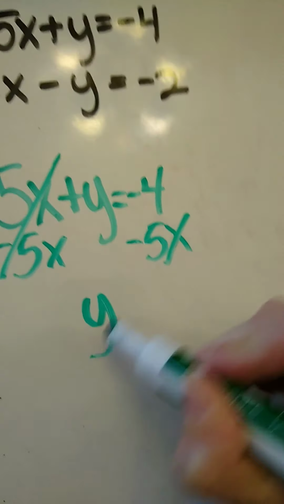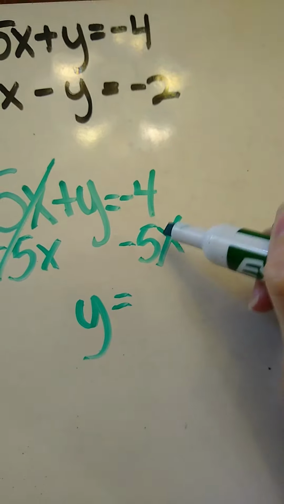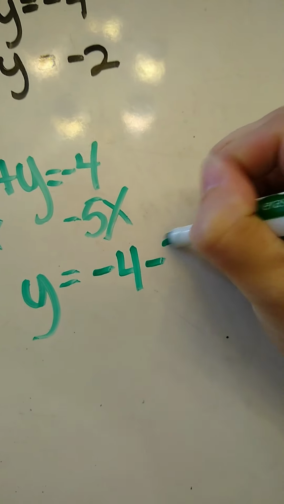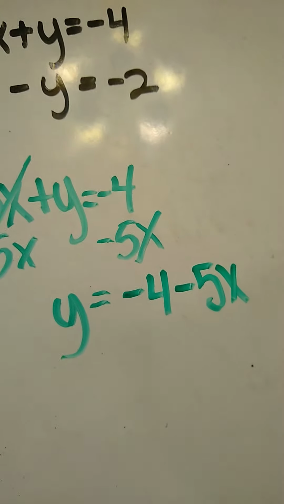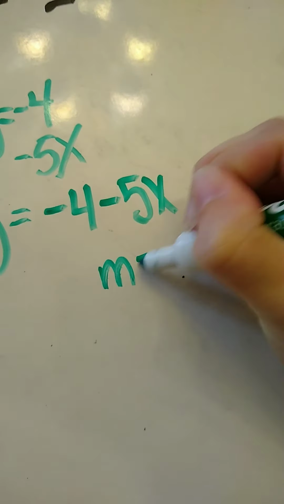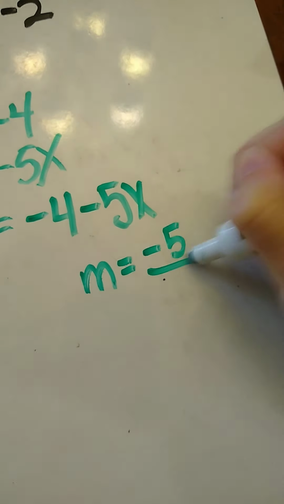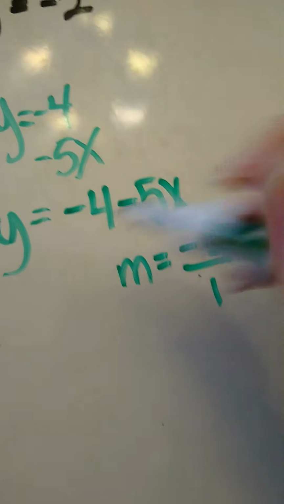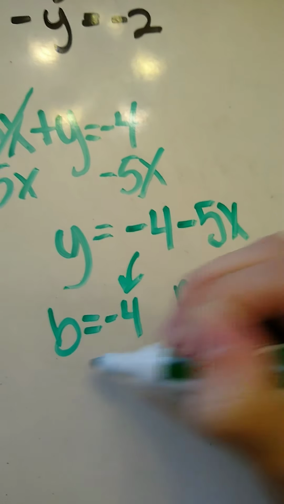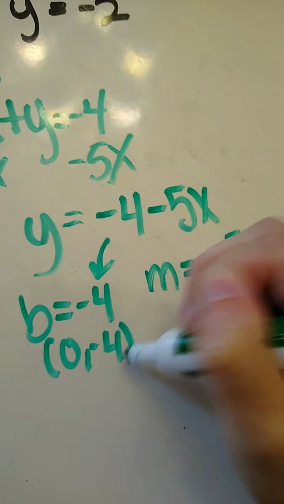bringing the y down, equals, these are not like terms because one has an x and one does not, so it's -4 minus 5x. So this one has a slope of -5, which is -5 over 1, and it has a y-intercept of -4, so it passes through the point (0, -4).